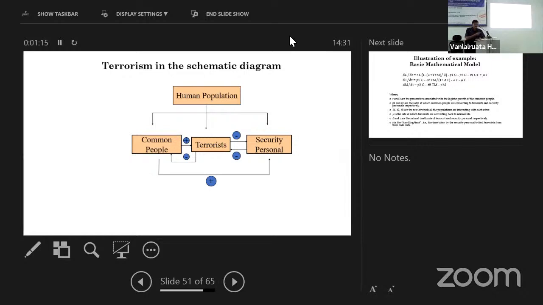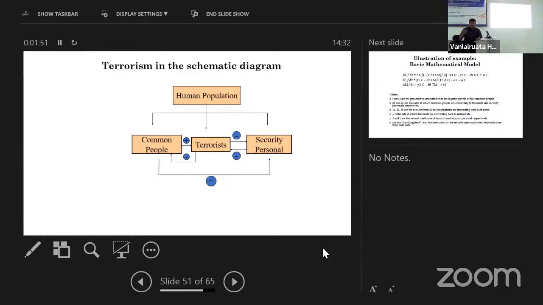So here, in this part also, is something related to epidemiology. I want to divide the human population into three groups. One is common people, another is terrorist, and the third is the security personnel. Does that make sense? At the time of war, we are all human people, and for some social reason, some people join the security personnel, and some join the terrorists.